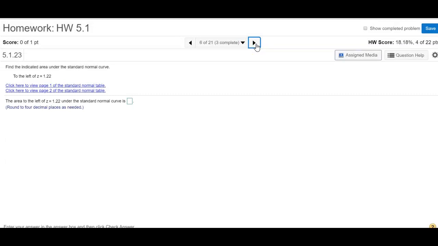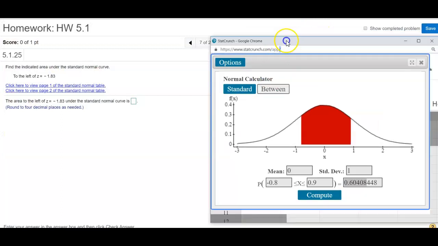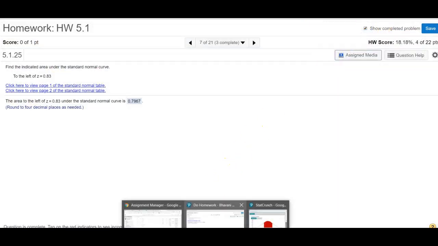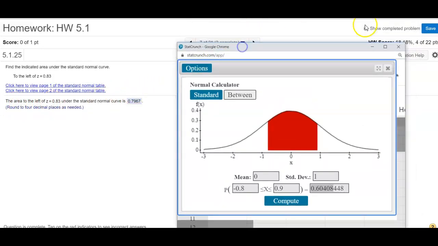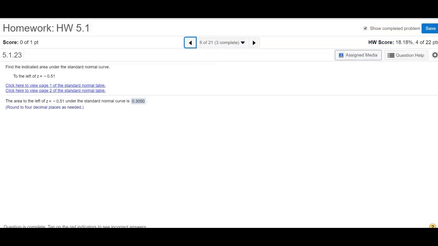Okay, so let me go ahead and look at problem number 7. It's exactly like problem number 2. I'm going to check the answer so I don't have to waste time plugging it in. This one says find the area to the left. Actually, I'm going to do one to the right.